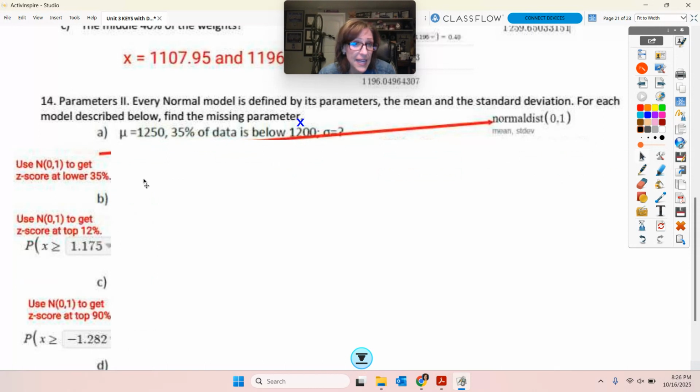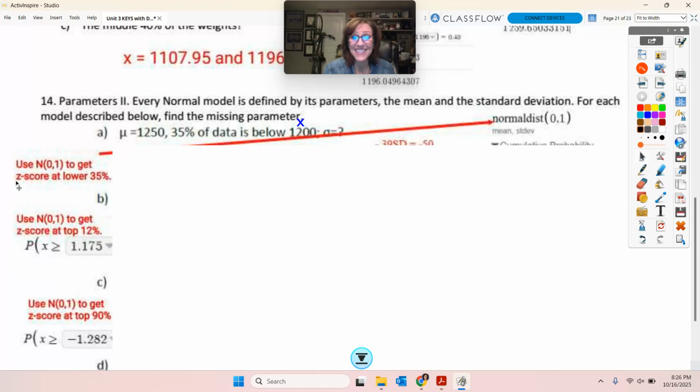Because I have been told 35% of the data is below this certain location, I can find the z-score. This is the key. I can find the z-score and handle my 35% to find the z. So that's the first thing I'm going to do. So this is a two-step problem. First, find the z-score. And remember, z-scores are on the standard normal model.